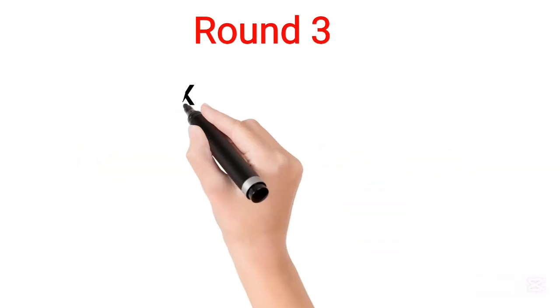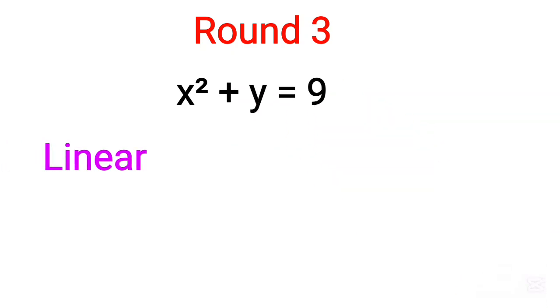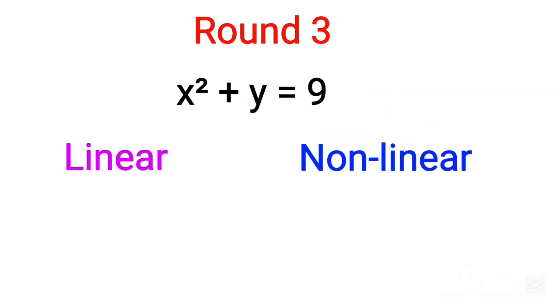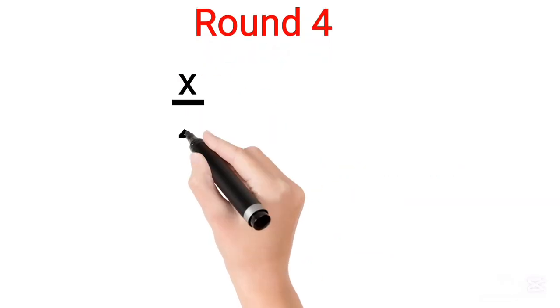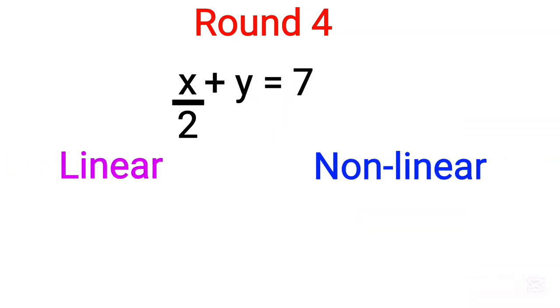Round 3. x squared plus y equals 9. Careful. Linear or nonlinear? Pause. Nonlinear. That small square changes everything. Round 4. x divided by 2 plus y equals 7. Linear or nonlinear? Pause. Still linear. Dividing by a number is fine. Just don't divide by a variable.